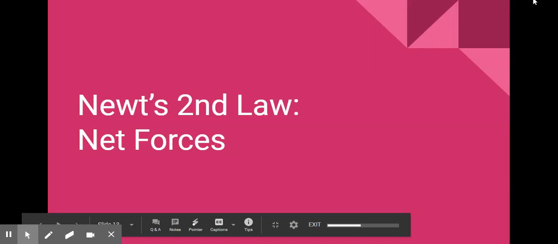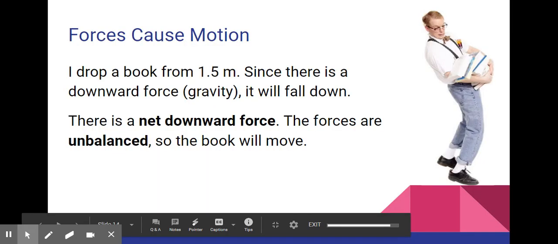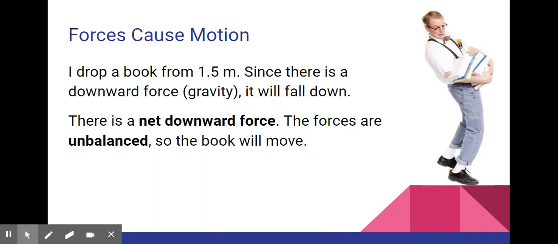All right, so we are going to talk about Newton's second law today, net forces. So, forces cause motion. If I have a book, like your big physics textbook, and I drop it from about 1.5 meters, there is a downward force acting on that book. That's gravity. And since we have that downward force, the book is going to fall down. So, that force of gravity caused the motion, caused that book to fall down. There is a net downward force on the book.